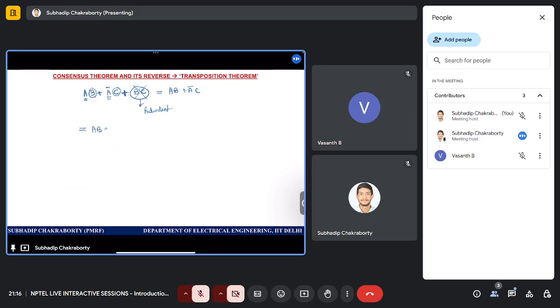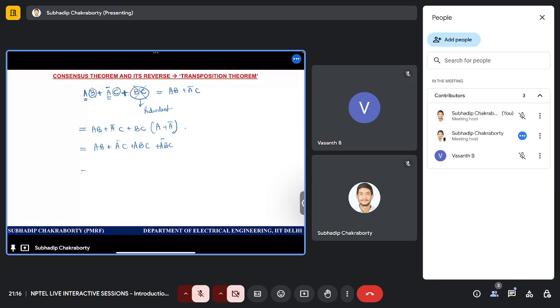So you can write it as AB plus A bar C plus BC into A plus A bar. Now let us break it up: AB plus A bar C plus ABC plus A bar BC.